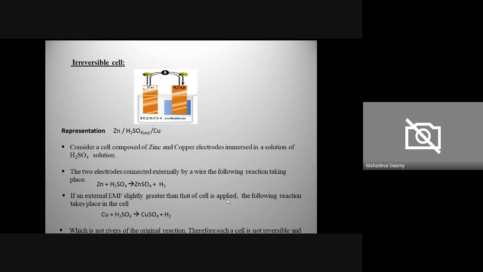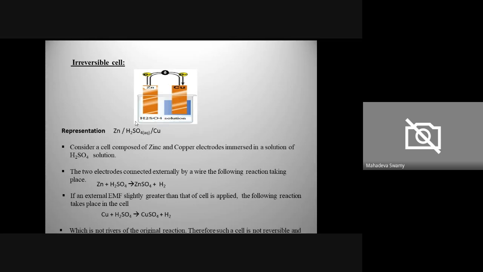H2SO4 we are taking. Then we are dipping two electrodes inside the cell or a beaker, that beaker containing H2SO4. Then the movement of ions from the zinc side to the anode side takes place. Then what type of reaction? Just see this. This is the representation of the cell of a reversible cell.